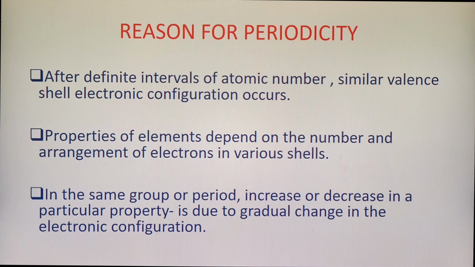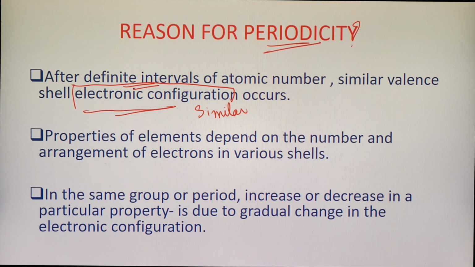Now the question is, if they ask you in the exam why periodicity is happening, or why after a definite interval of time the property is again getting repeated, just write this: because of similar electronic configuration. Am I clear? So what is the factor that is responsible for periodicity? The cause of periodicity is the recurrence of similar electronic configuration.